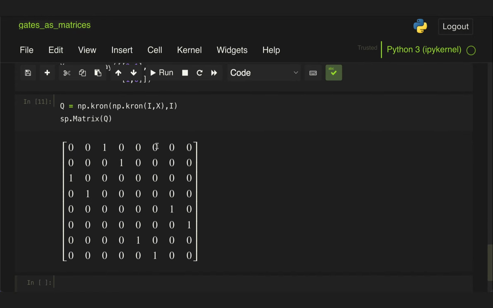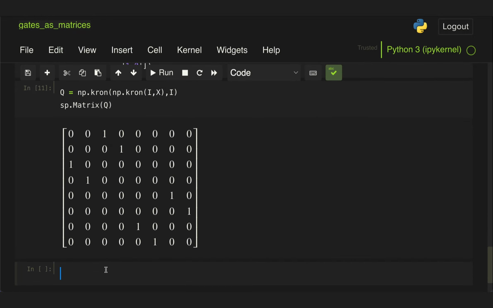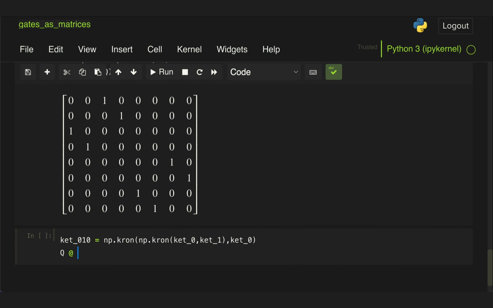We can verify that this works by, for example, creating the ket 0, 1, 0 by doing the Kronecker product of ket 0 with ket 1, and then that Kronecker product with ket 0. If we multiply Q by this new vector, what should we expect? This is the matrix representation of a circuit that applies an X gate only to the middle bit, but leaves the other two bits alone. It applies identity to those two bits. So the expectation is that we should get the vector associated with the binary number 000, right?